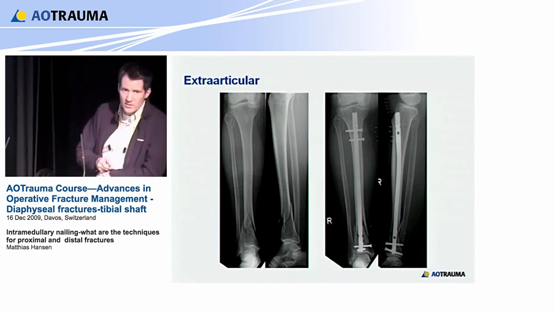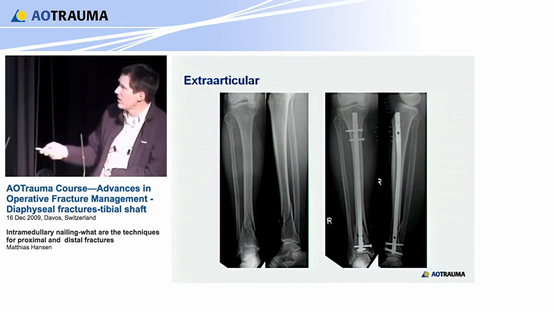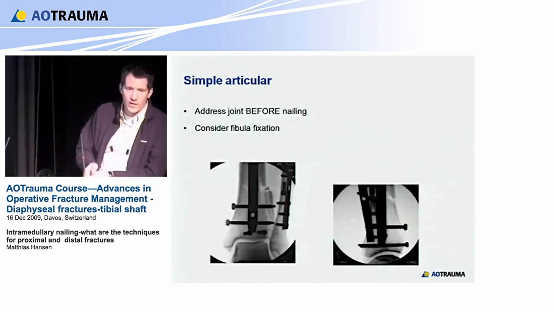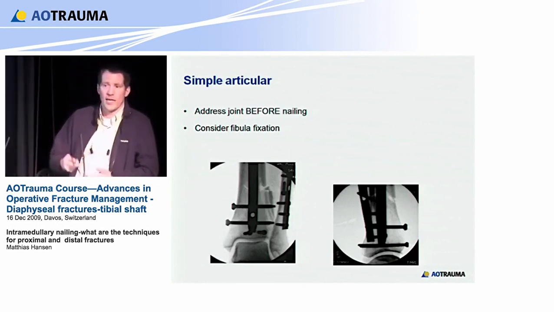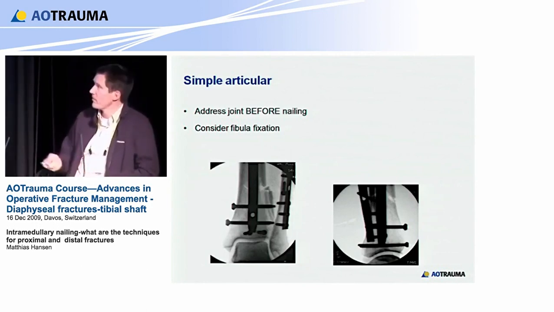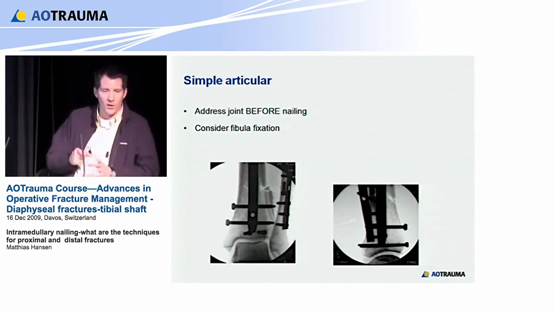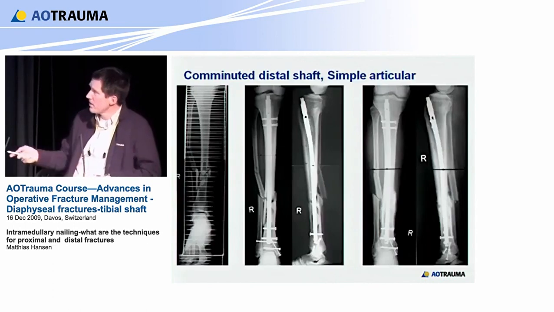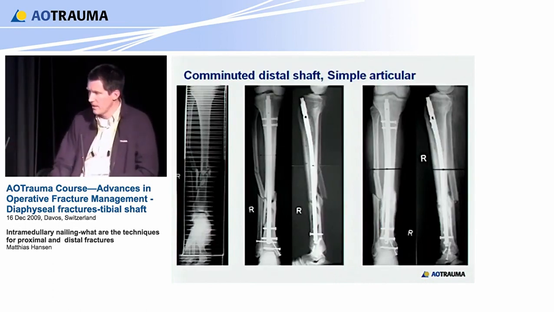If you have extra-articular fractures, you don't need to fix the fibula. You go down with a nail if ever you want to operate such a fracture, and you can interlock it with 3 or 4 distal interlocking screws. Once you want to nail simple articular fractures, the most important thing is that you have to address your joint fracture before nailing. So you have to get an open or closed reduction and stable fixation by lag screws, and then you can nail the metadiaphyseal fracture of the tibia.